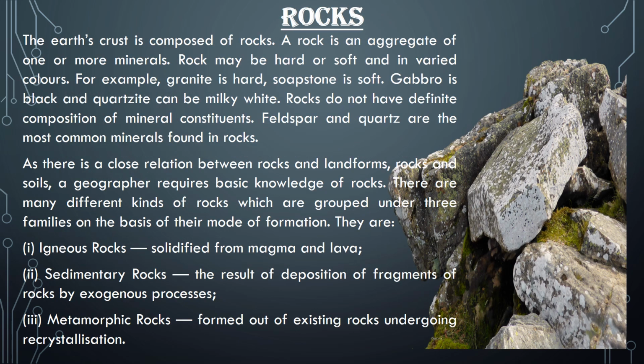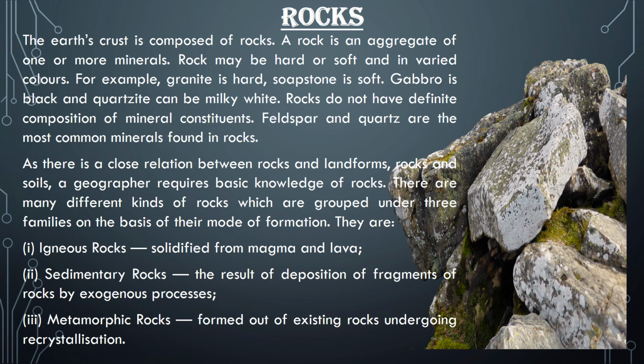Rocks. The Earth's crust is composed of rocks. A rock is an aggregate of 1 or more minerals. Rock may be hard or soft and in varied colors. For example, granite is hard, soapstone is soft. Gabbro is black and quartzite can be milky white. Rocks do not have a definite composition of mineral constituents. Feldspar and quartz are the most common minerals found in rocks. As there is a close relation between rocks and landforms, rocks and soils, a geographer requires basic knowledge of rocks.